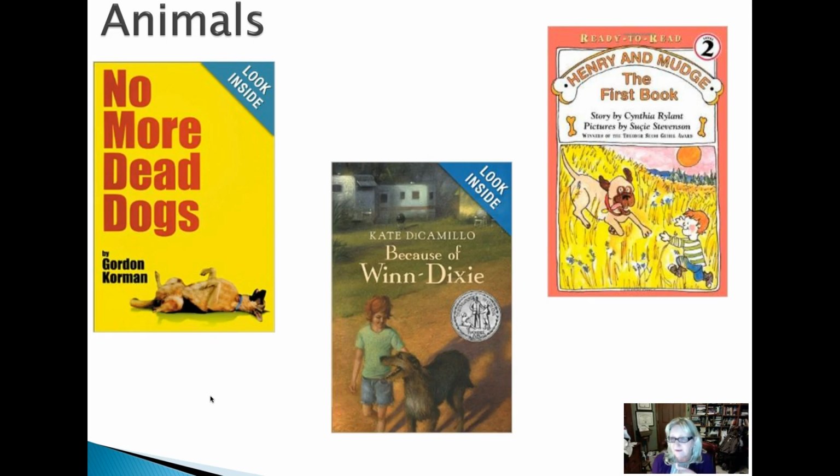I really like Henry and Mudge. This is an easy reader. No More Dead Dogs is probably like 6, 7, 8. Winn-Dixie maybe 5, 6, 7. I don't really remember, but I don't think it's up to YA. Henry and Mudge is definitely an easy reader, kind of that third level of easy reader as it's getting a little bit more difficult. I think I mentioned Mr. Putter and Tabby. It's sort of on the same level as that.